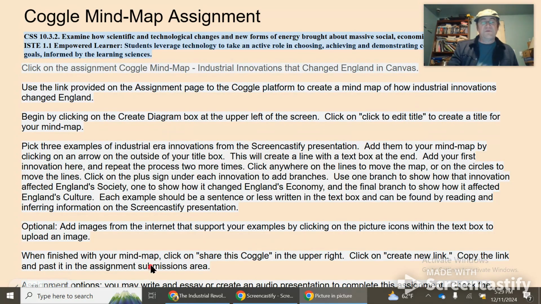And when finished with your mind map, click on the Share This Coggle in the upper right, click on Create New Link, copy the link, and then post it in the assignment submission area. You may also write an essay or create an audio presentation to complete this assignment. Check the rubric to make sure that your submission, whatever form you do it in, includes all the necessary criteria.